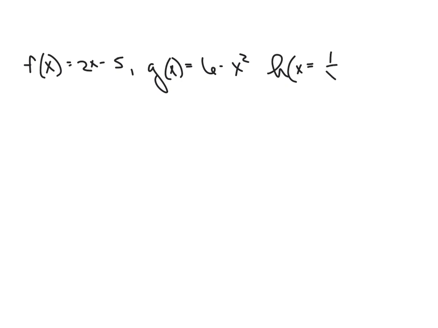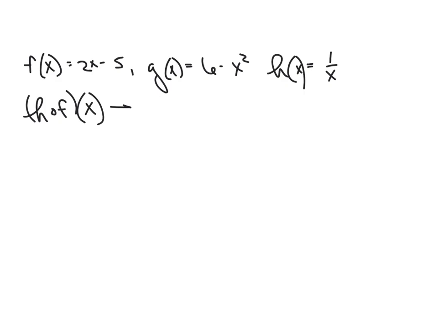Okay, they give you f of x, which is 2x minus 5. They give you g of x, which is 6 minus x squared. And then they give you h of x, which equals 1 over x. Okay, whoops. See if I can write that correctly. Okay, so there's our functions. We're not going to use all of them in every problem here. You're just going to have to kind of pick and choose, because A says h of f of x.